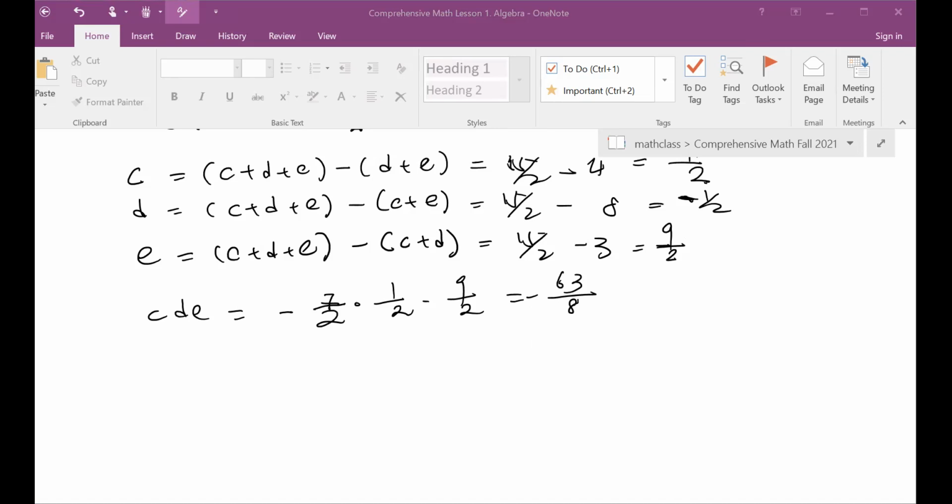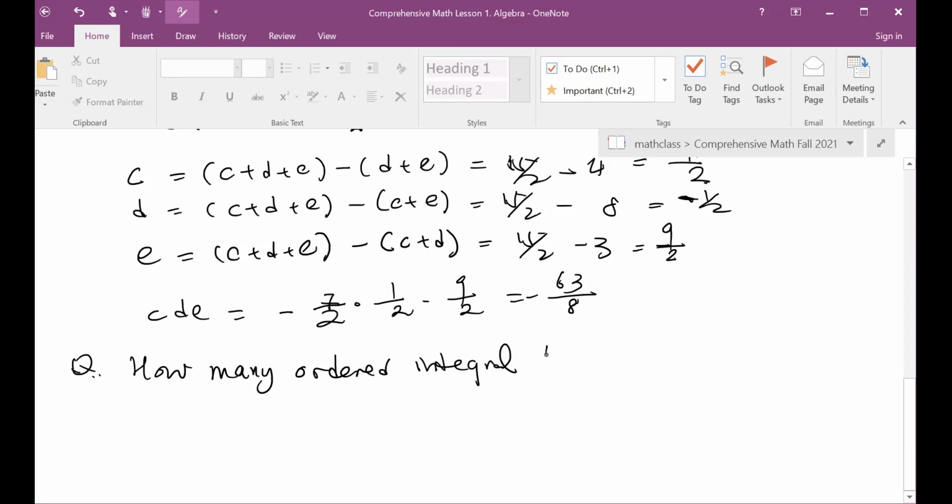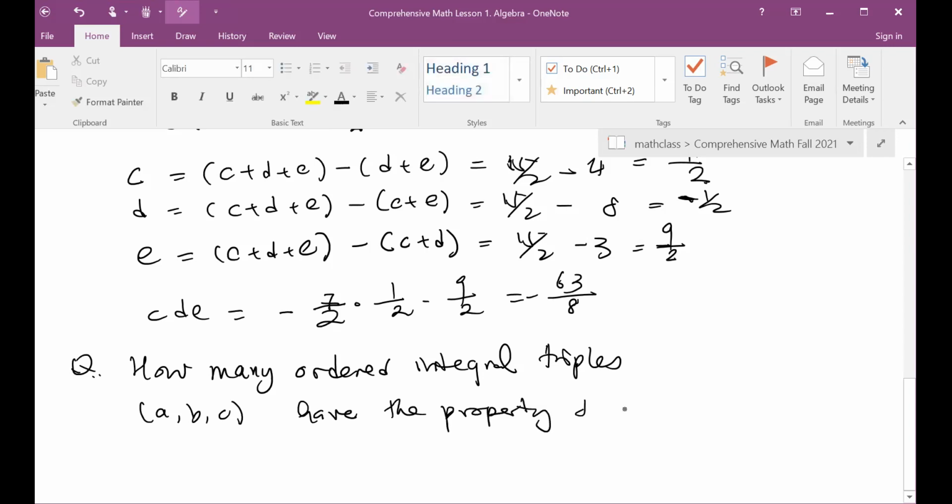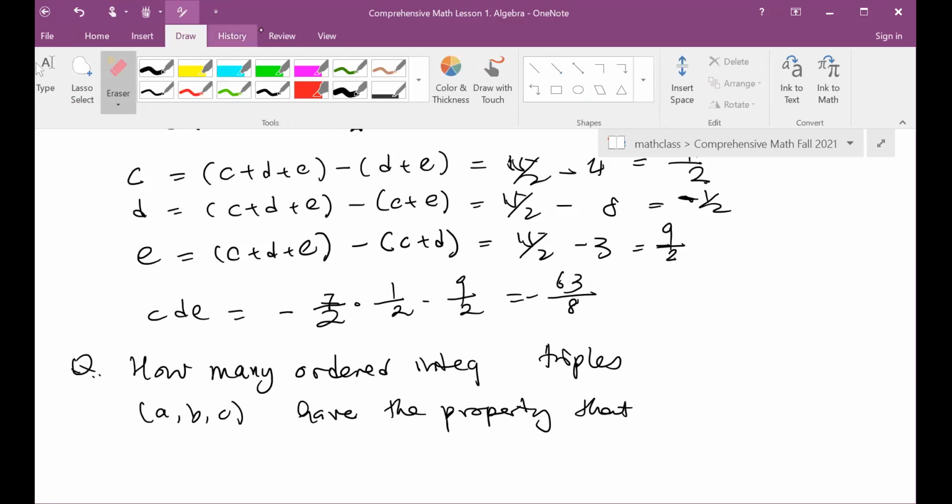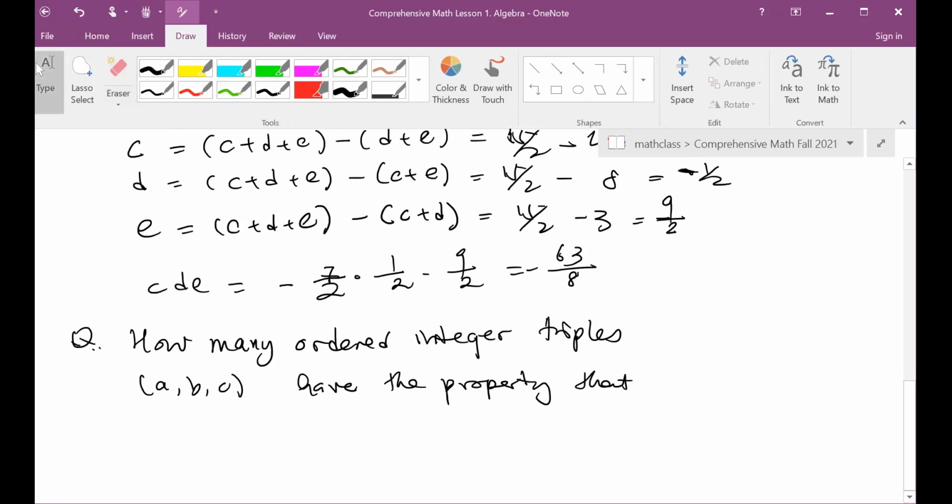Our next problem is, how many ordered integer triples have the following property? I'm going to rewrite it. Integer triples, where A, B, C are integers such that each number is the product of the other two.